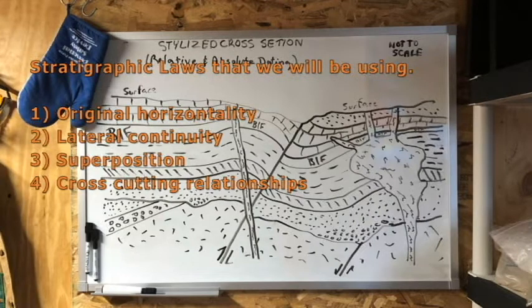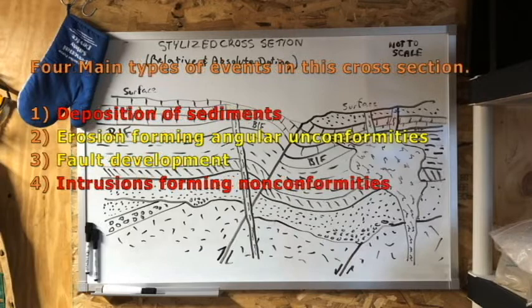We're going to have 4 main types of events in this cross-section. We're going to have deposition of sediments, erosion forming angular unconformities, fault development, and intrusions forming nonconformities. As you can see, there are 2 colors here, red and yellow. Red is going to be used for actual physical rocks being either deposited via sediments or as intrusions. The yellows are what I'm going to call mechanical events: erosion, faults, things like that.